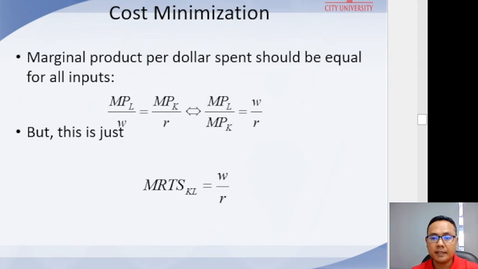suppose MP L divided by W is bigger than MP K divided by R. Then on the last dollar spent basis, labor is a better deal than capital, and the firm should use less capital and more labor to minimize cost. If it increases its expenditure on labor by less than $1, then by substituting away from capital and toward labor, the firm could reduce its cost while producing the same level of output. This substitution would continue until the marginal product per dollar spent on capital exactly equals the marginal product per dollar spent on labor.